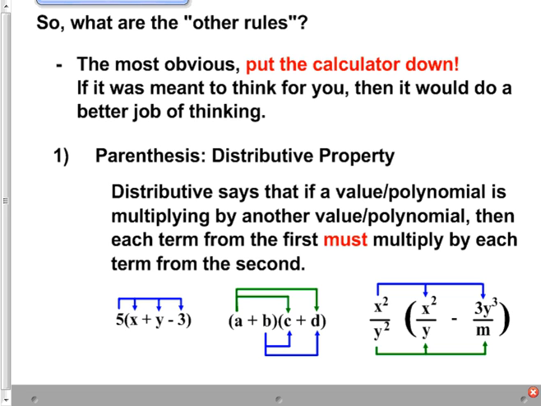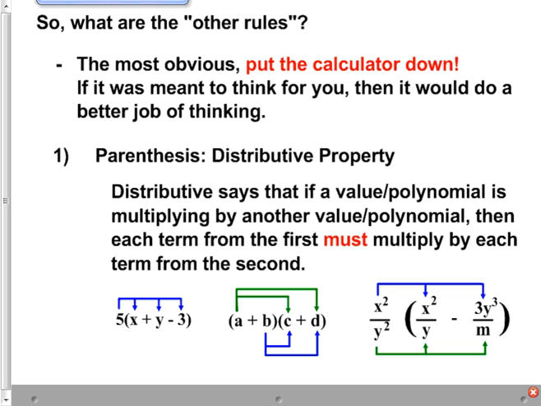In the center there, we see a binomial being multiplied by another binomial. Once again, we have something multiplying by a set of parentheses. That means everything from the first set of parentheses must multiply by everything in the second set of parentheses. So we start off with that a in the left-hand binomial. It must multiply times the c and times the d in the second binomial. Once the a has multiplied by everything that it can in the other set of parentheses, then we scooch over to the b and we do the same thing.